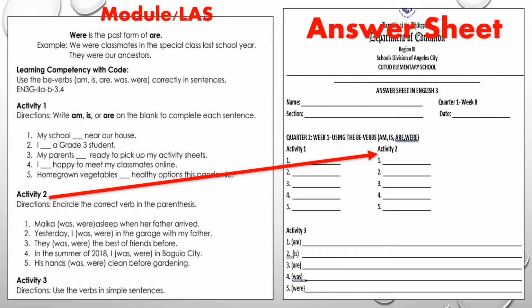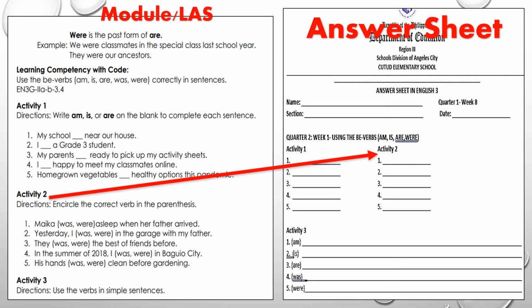Now let's move on to activity 2. If you are going to look at your answer sheet, activity 2 is just beside activity 1. It has also numbers 1 to 5 with blank. On your module or last or English modules, you're going to see that activity 2 is telling you to encircle the correct be verb for every sentence. But in your answer sheet, you are just going to write the correct answer. So please, grade 3, write the correct answer on the blank of activity 2 on your answer sheet.